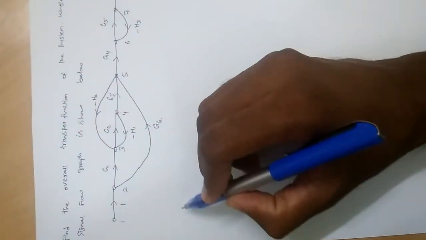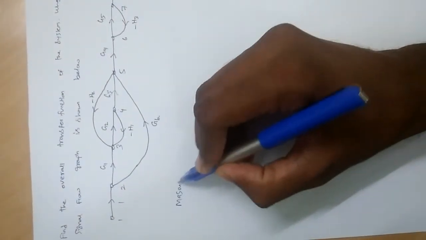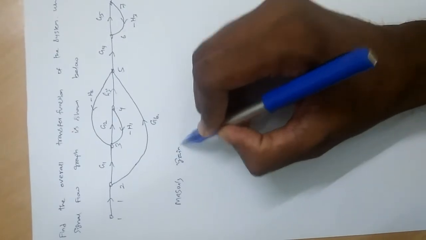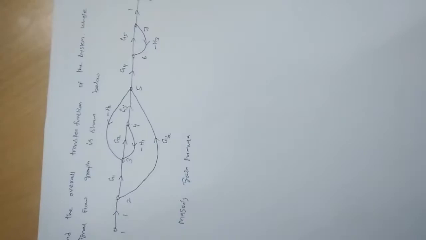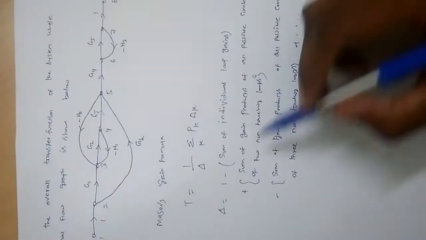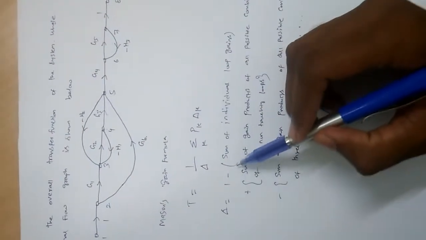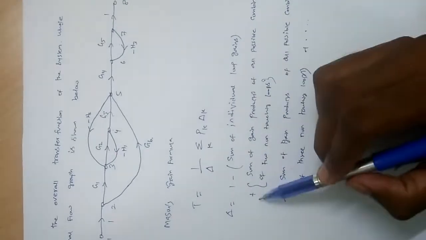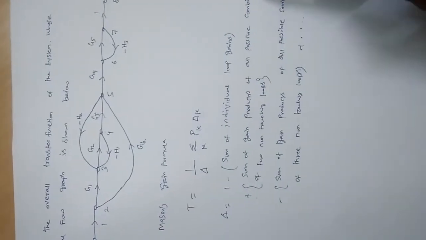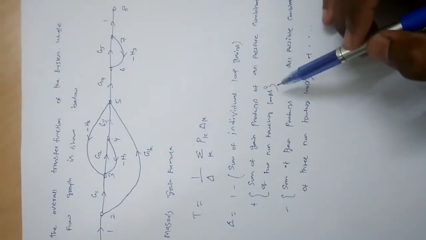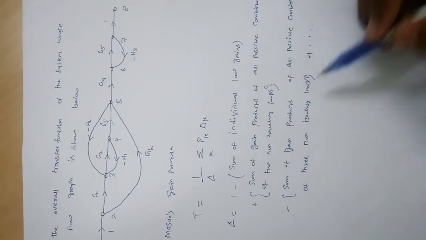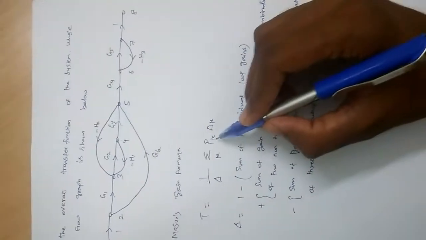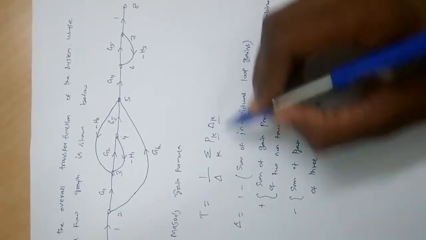So we have to find the overall gain. The formula is Mason's gain formula. So this is Mason's gain formula. Delta is equal to 1 minus sum of individual loop gains plus sum of gain products of all possible combinations of two non-touching loops minus sum of gain products of all possible combinations of three non-touching loops. So we have to find Pk, delta k and delta.